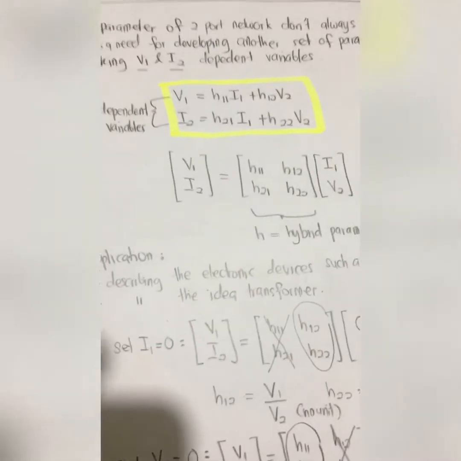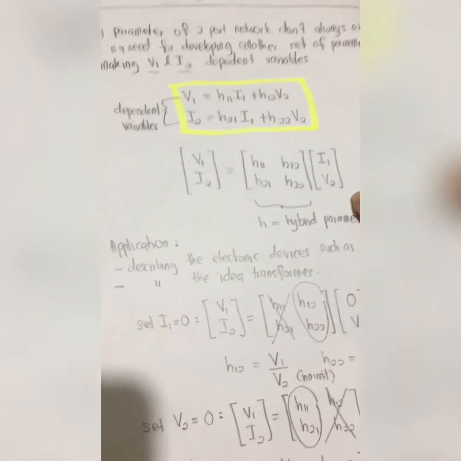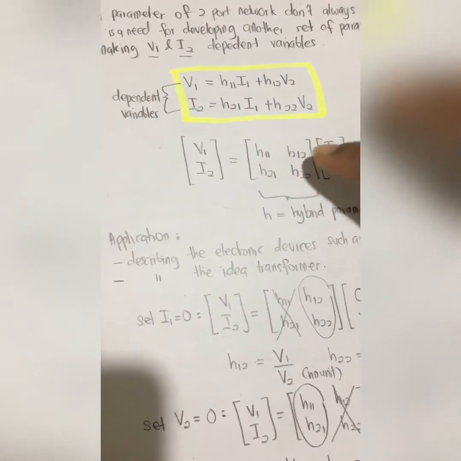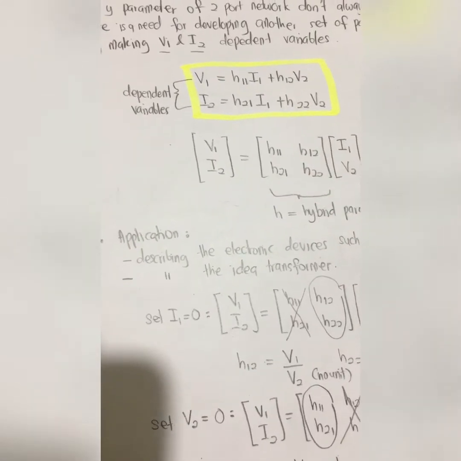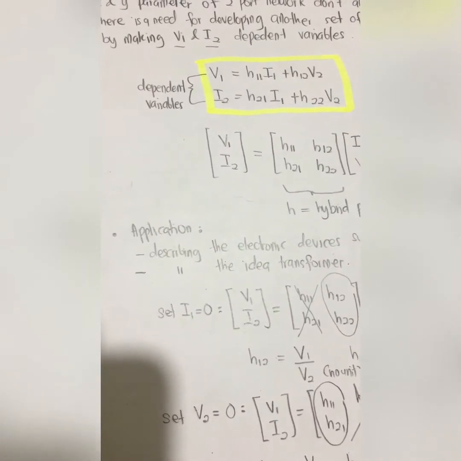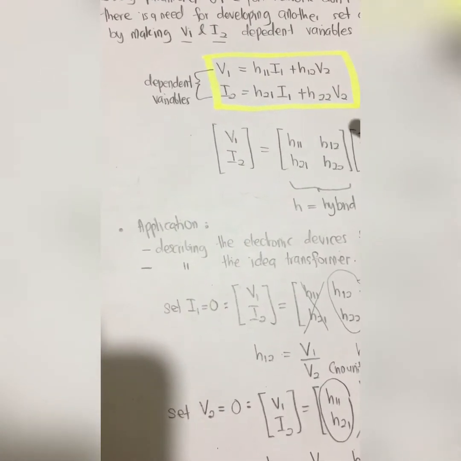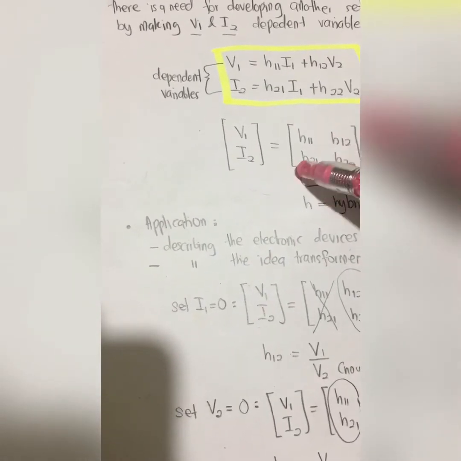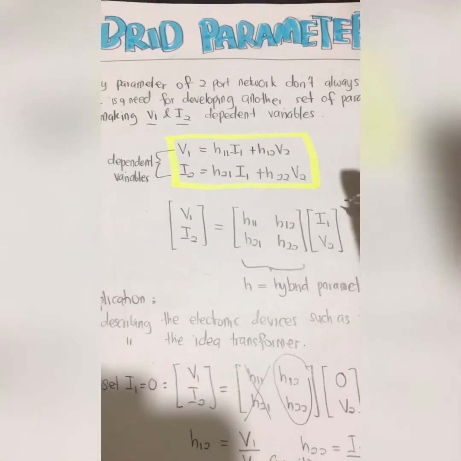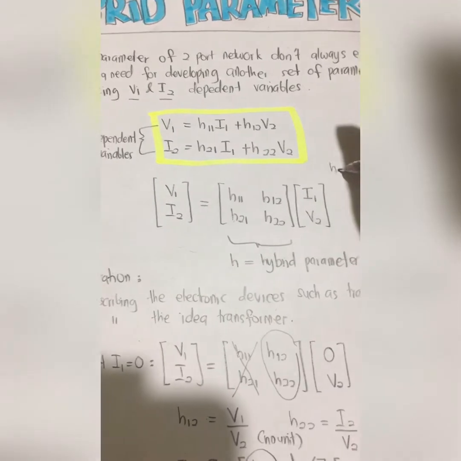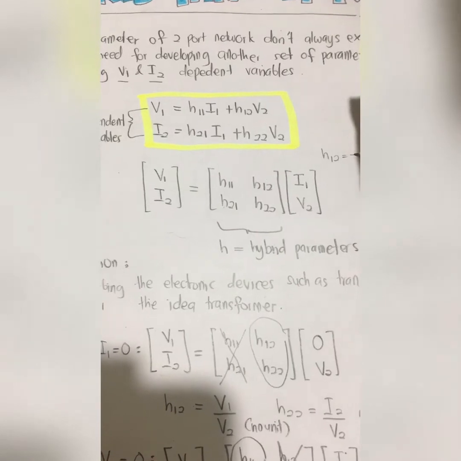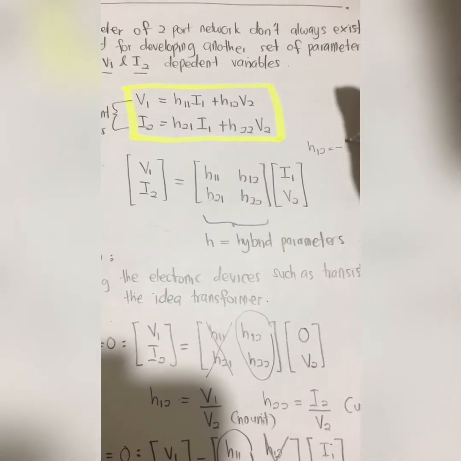So again, we have this kind of equation where you need to find the parameters H11, H12, H21 and H22. Similarly to what we did in admittance and impedance parameter, the network is reciprocal if H12 is equal to negative of H21.